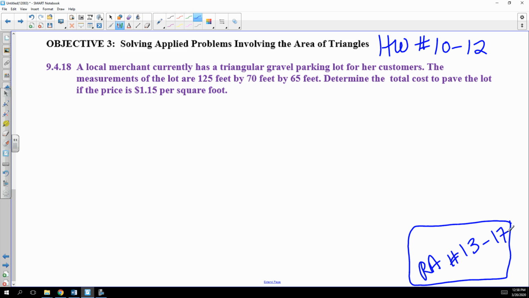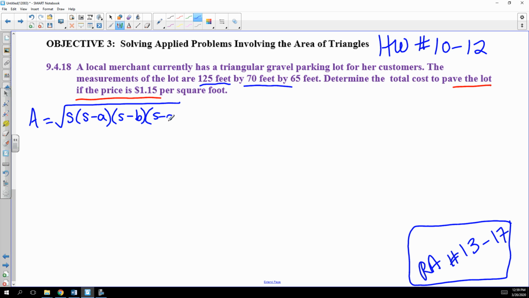Okay, so now we want to determine the total cost to pave the parking lot if the price is $1.15 per square foot, which means essentially we're going to find the total area of the parking lot. And after we find the total area, then we're going to multiply that by 1.15. So it's not too big a deal. Again, since we know what the three sides of the parking lot are, we're just going to use Heron's formula. So remember, area equals the square root of s times s minus a times s minus b times s minus c.